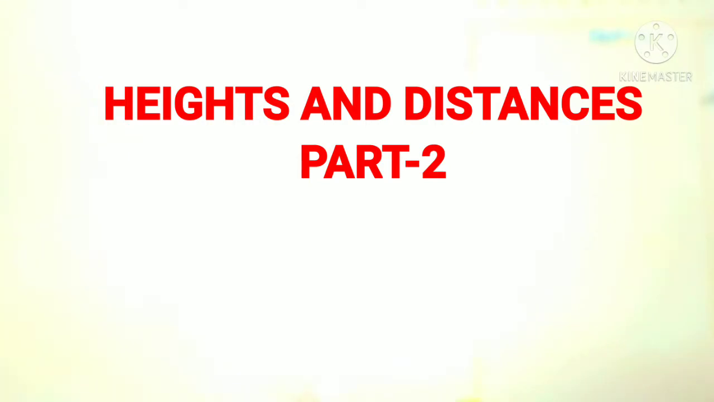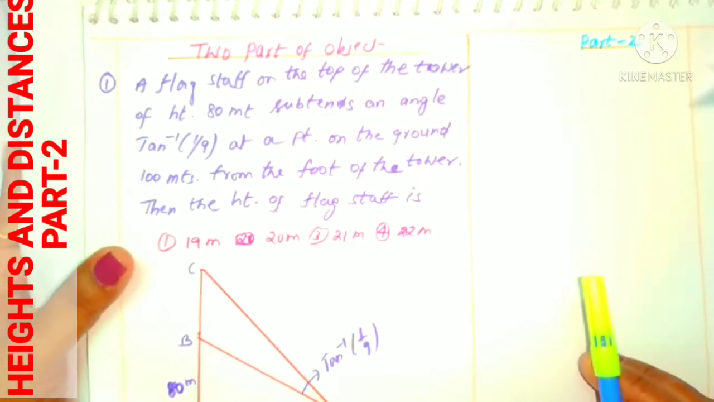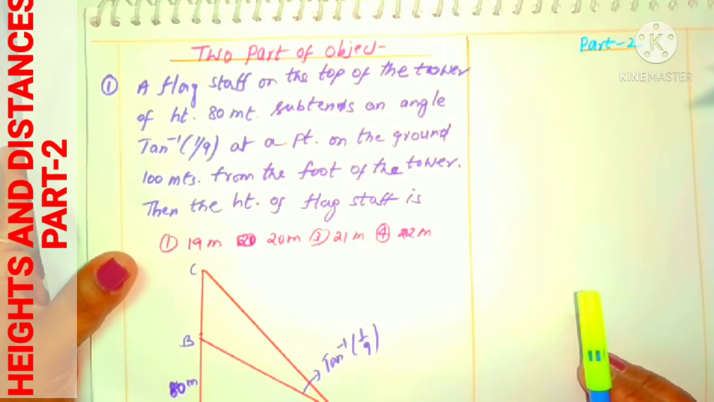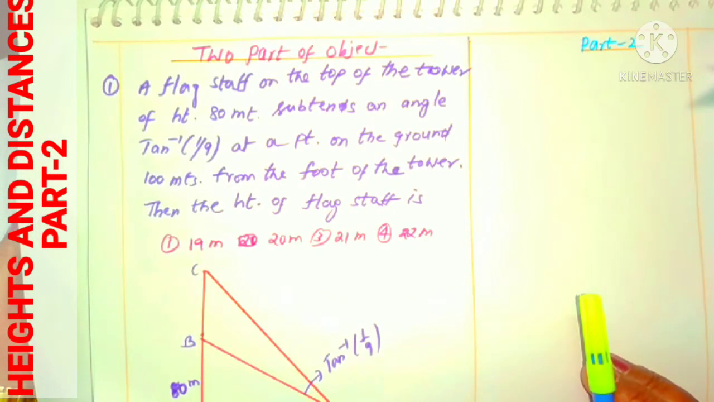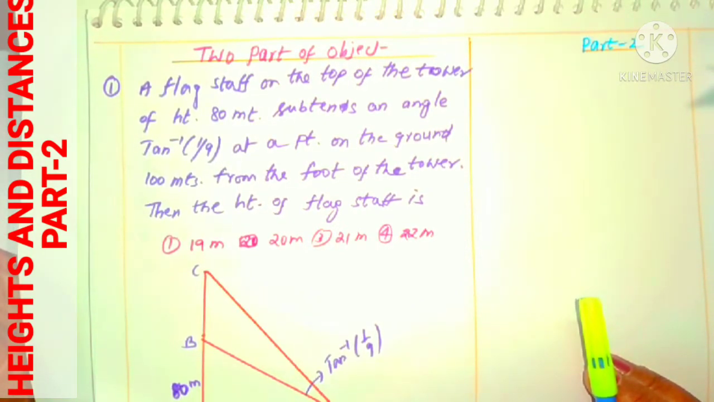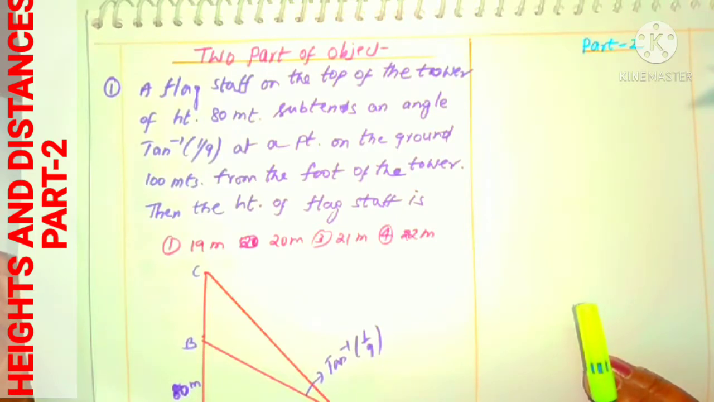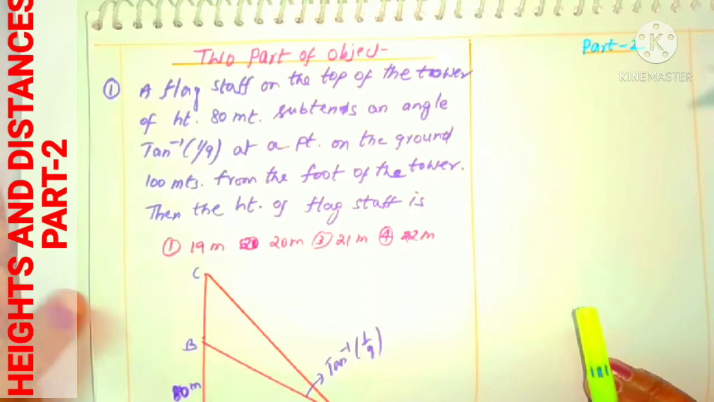In this part 2, I'm going to start with two parts of an object. Sometimes any object, maybe a tower, building, pole, etc., will be in two parts. In those two parts, what is the given data? How can you use two parts of an object? We can come across various questions in this part. Are you ready? Yes, without delay, let's get started.